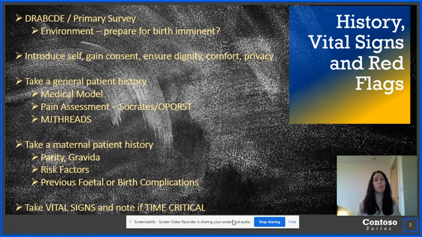So parity and gravida. Do you know what they are? Pause the presentation and try and figure out what is parity and what is gravida. Okay, so just double checking my notes to make sure I say it right. Gravida is the number of times that the patient has been pregnant. That includes any type of birth, miscarriage, anything at all. Whereas parity is the amount of times that the patient has given birth.